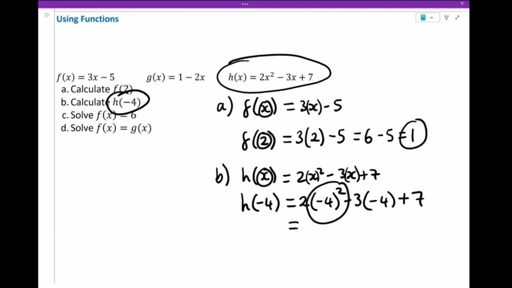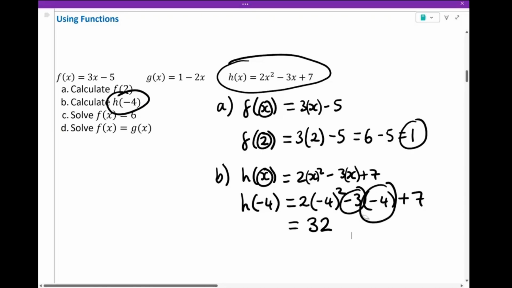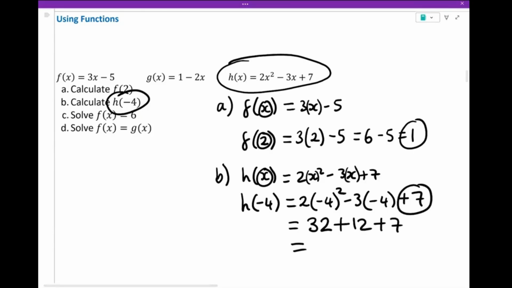Well, if we square negative 4, negative 4 times negative 4 is positive 16, which I'm then going to multiply by 2 to get 32. And then we've got negative 3 times negative 4, so that's going to give me positive 12. And then we've got positive 7 here. If we add those up, I get a total of 44 plus 7, which is going to be 51, which is my final answer to part B.